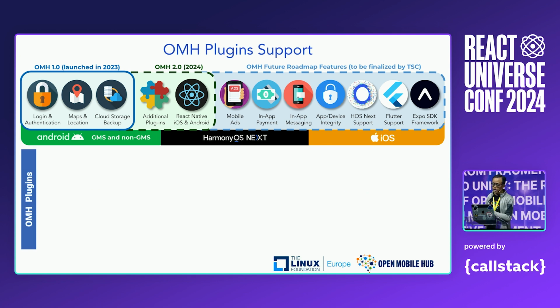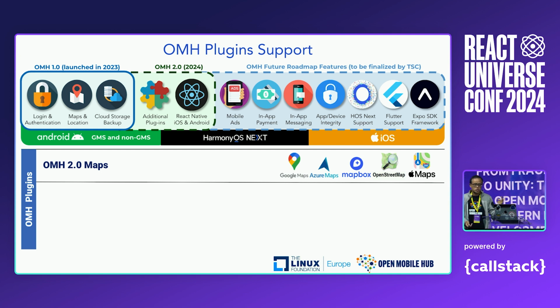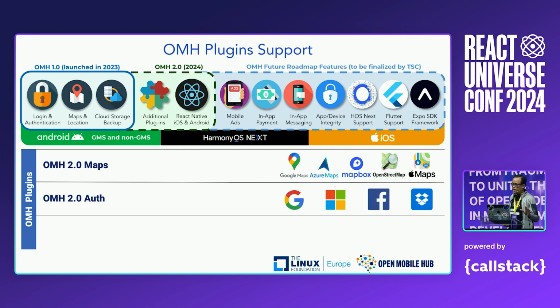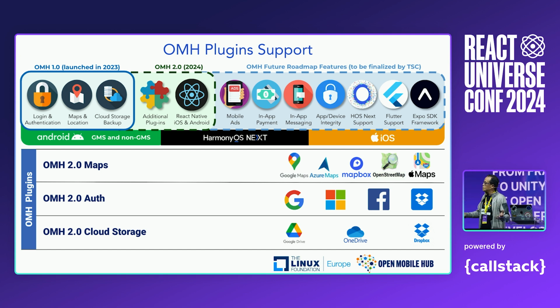In terms of plugins, these are some of the core plugins that we'll make available as part of the release. For example, on maps, we have Google Maps, Azure Maps from Microsoft, Mapbox, OpenStreetMap, and Apple Maps. On authentication, we're already supporting Google, Microsoft, Facebook, and Dropbox login. And on cloud storage, we support Google Drive, OneDrive, and Dropbox. So these are pretty much most of the popular services that consumers typically use.